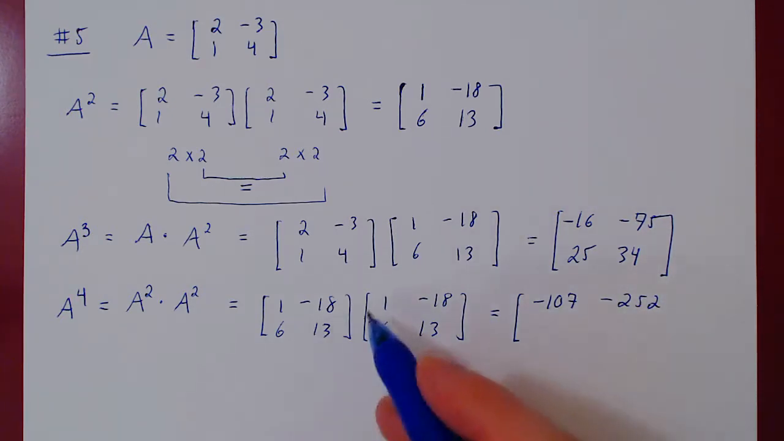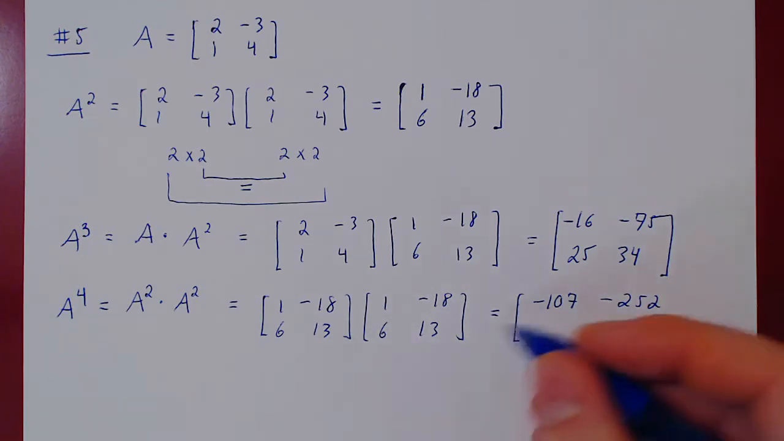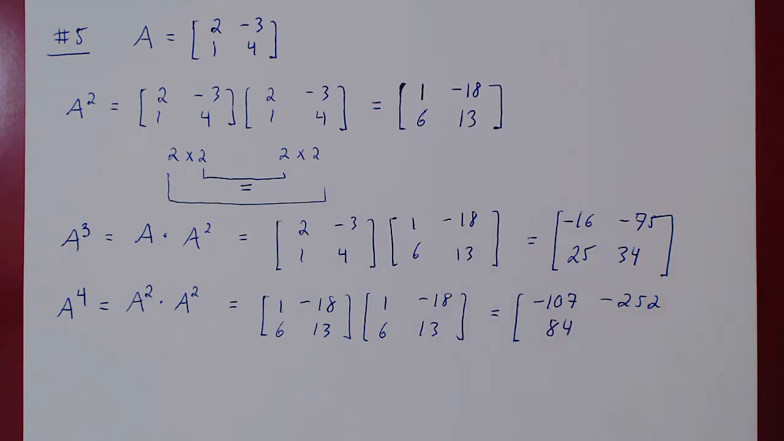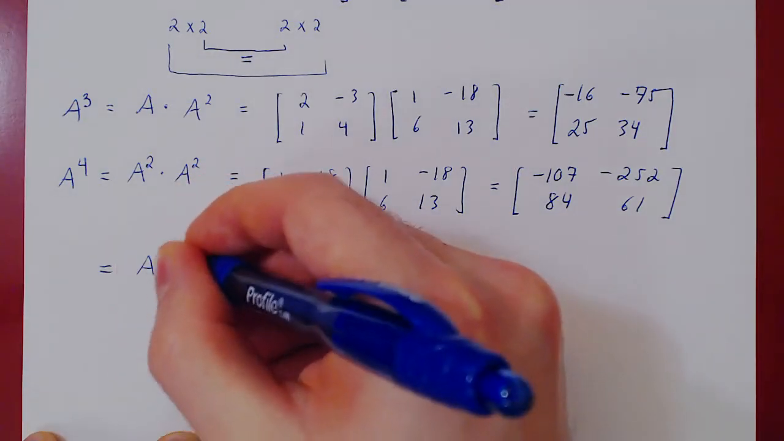Second row, 6 plus 13 times 6, 84. And finally, last entry, 6 times negative 18 plus 13 times 13, positive 61. And now we have A to the 4 by doing A squared times A squared. Just for good measure, let's do A times A cubed and see that we get the same answer.